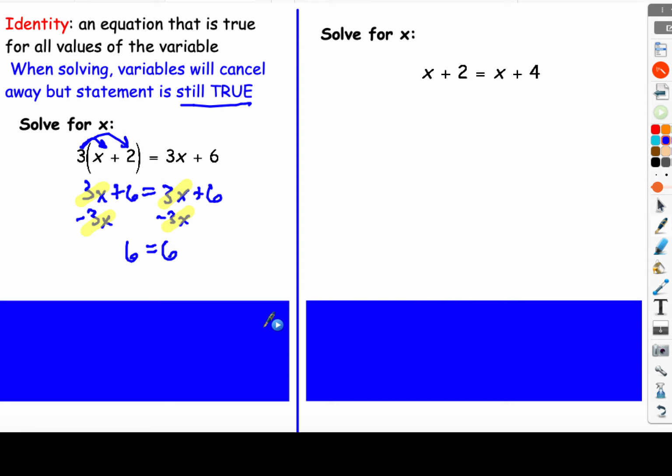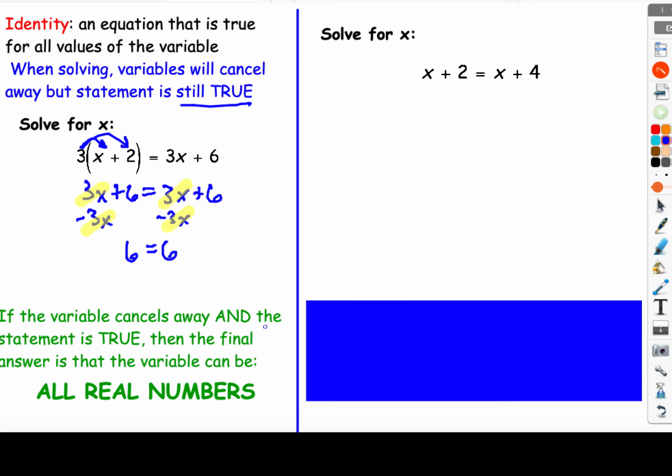So our answer to that one then, if our equation comes out to an identity, then the solution is, what can you plug in for x to keep this true? What answers would work? Well, all real numbers would work. Anything I plug in is going to make for a true statement.